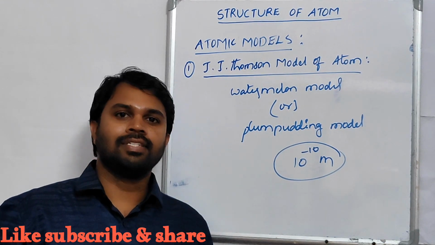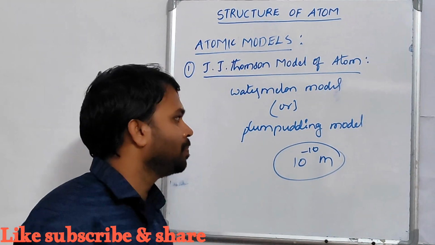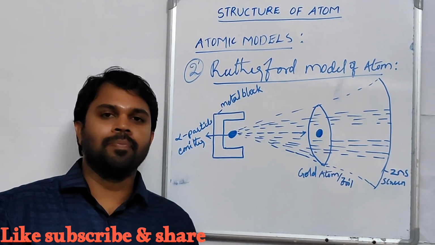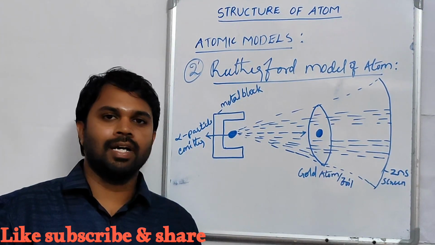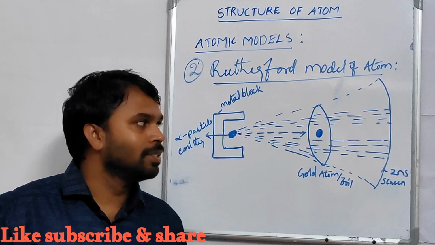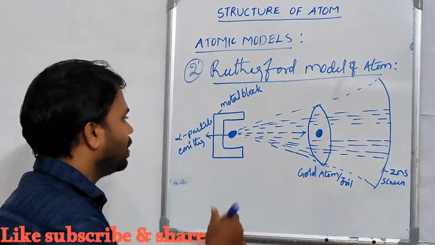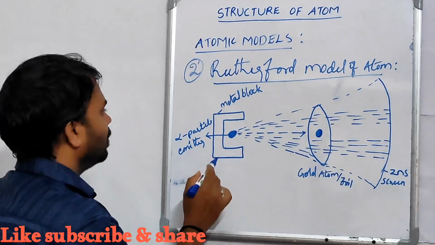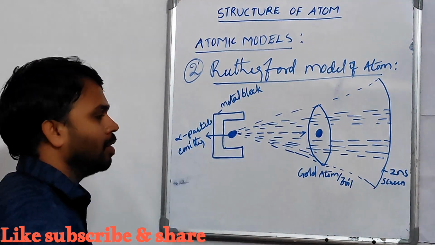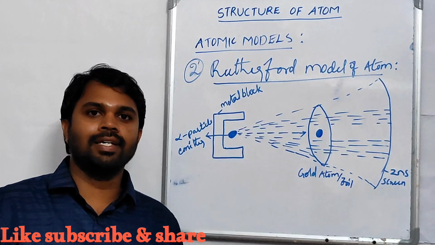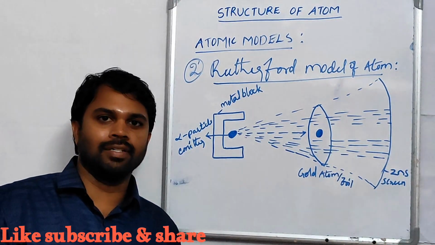Now come to the second model of atom. That is Rutherford's model of atom. He proposed his model based on alpha-ray scattering experiment. This is the complete setup of alpha-ray scattering experiment. This is metal block and this is alpha particle emitter. Generally, radioactive elements are used because they have the capability to emit alpha particles.